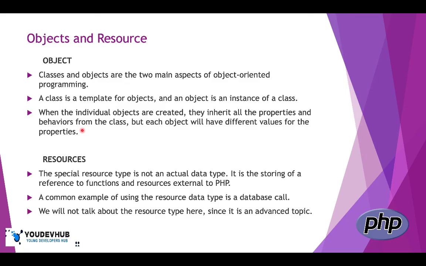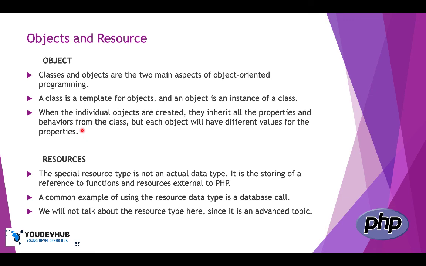Objects and resource. Classes and objects are two main aspects of object-oriented programming. A class is a template for objects, and an object is an instance of a class. When individual objects are created, they inherit all the properties and behavior from the class, but each object will have different values for the properties. Objects, classes and resources will be dealt with in a later chapter as we progress in the course. But I want you to understand the different data types we have now.